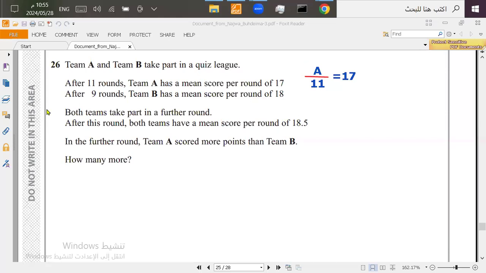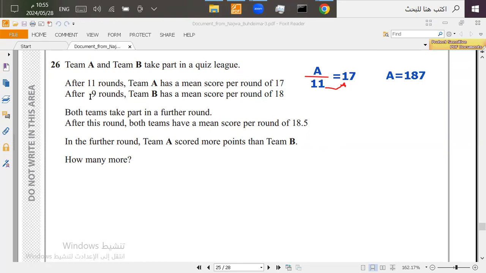Now I take the 11 to the other side by multiplying because it's divided. This means that the total for the 11 rounds will be 11 times 17, and 11 times 17 will be 187. So the total for A for 11 rounds is 187.